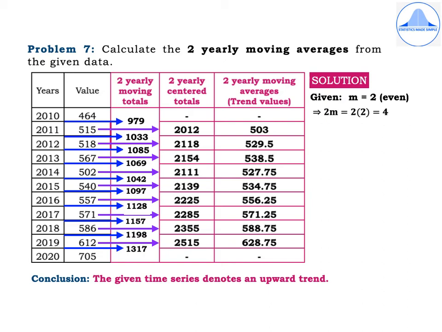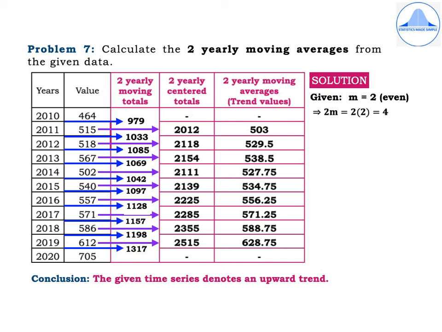And for the final calculations, we need the value of 2m, which will be 2 into 2 is equal to 4. Now the first step is, in the table, form the column 2-yearly moving totals. So add two values at a time, that is 464 and 515, which gives us 979, and write it between 2010 and 2011, like I have highlighted with the blue arrow.